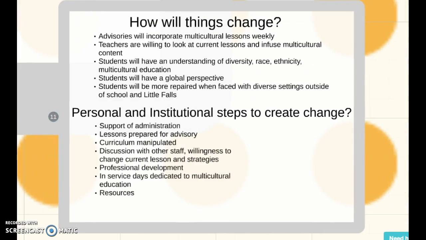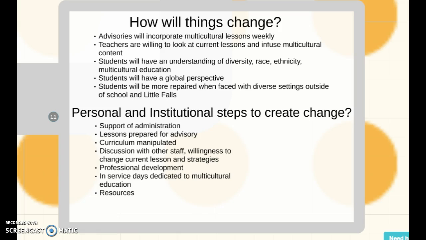How things are going to change by bringing multicultural education into Little Falls Community Middle School. Advisories will incorporate multicultural lessons weekly. Teachers are willing to look at current lessons and infuse multicultural content. Students will have an understanding of diversity, race, multicultural education. Students will have a global perspective, and students will be more prepared when faced with diverse settings outside of Little Falls.